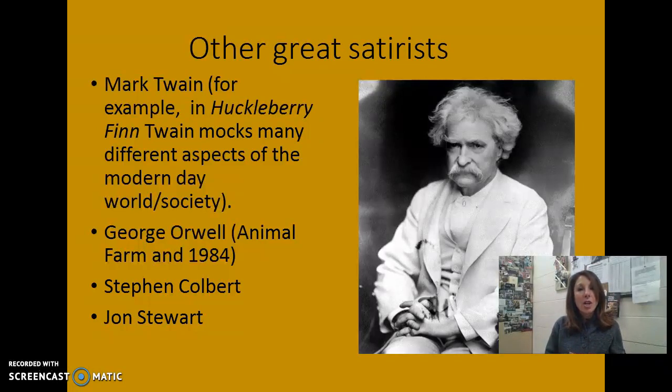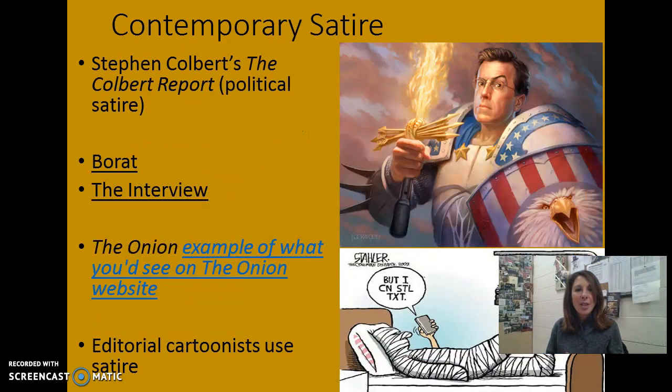Stephen Colbert and Jon Stewart are two very popular satirists today that you might have heard of. They're on comedy channels, and they take what's happening in the news and they satirize it. They ridicule it. They use humor when they discuss it because they are trying to get change, but they're doing it through humor. So there's a picture of Stephen Colbert from the Colbert Report, political satire.